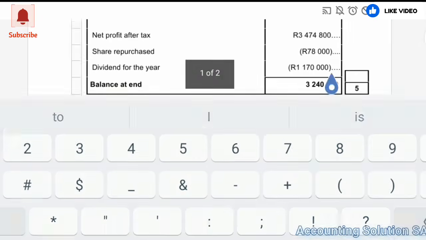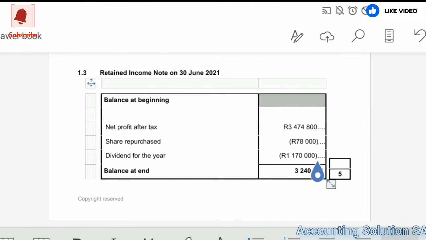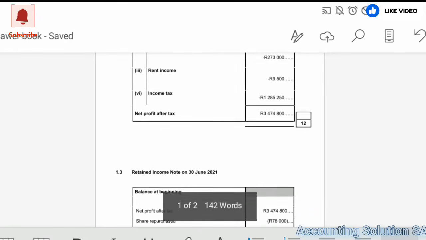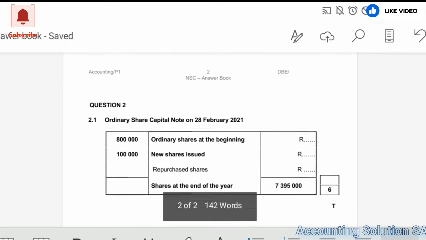Simple as that. Because the balance at the end was given, there was no need for us to go to the balances and copy this amount. Normally these days they are doing this because they know very well that this is a copy and paste balance. They want you to work out something in order for you to earn marks. So we're done with our retained income notes. Now we have to proceed with the last part.